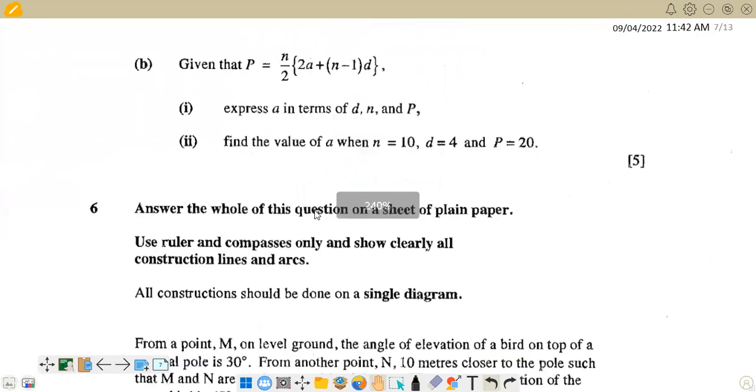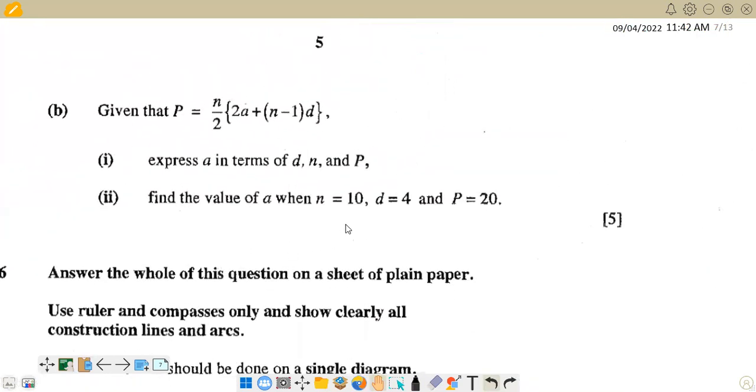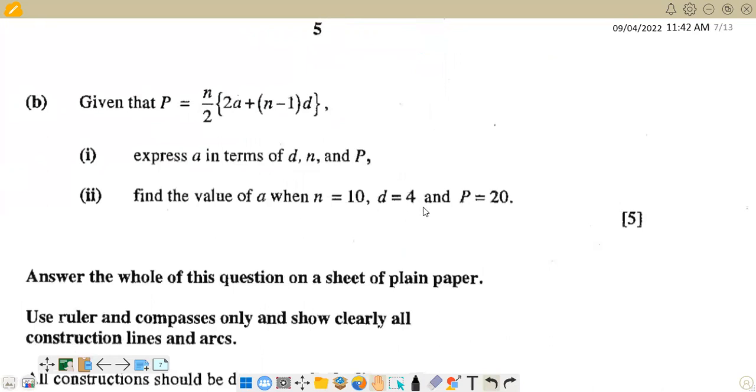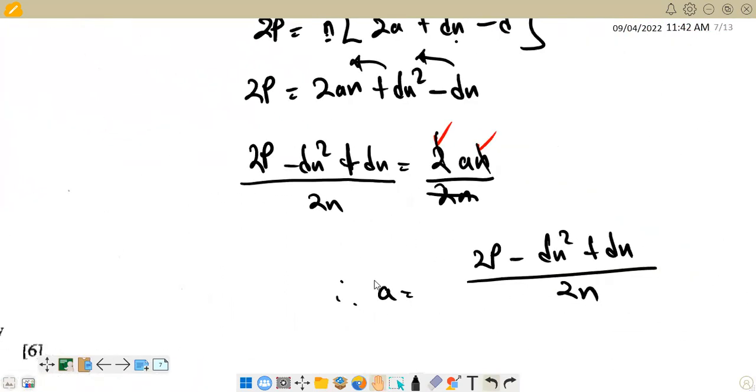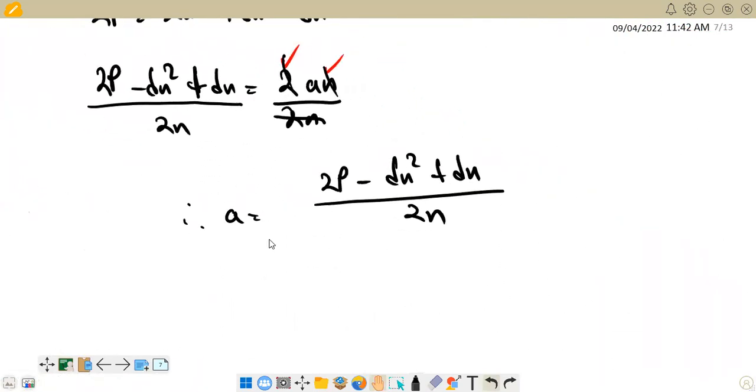Now we are asked to find the value of a, given that n is 10, d is 4, and p is 20. So how do I answer this type of question? I have to substitute these values: n which is 10, d which is 4, p which is 20. So I'm going to come here. This is where we are having our expression. Remember, we are given that n is equal to 10.